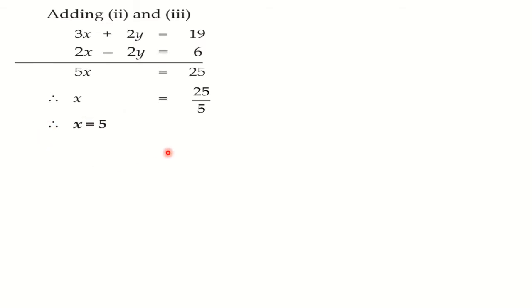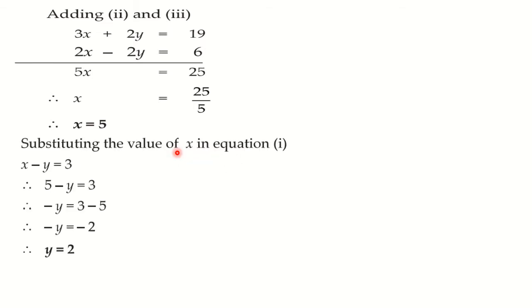Now this x is equal to 5, you can put in any one equation. Like equation number 1 is very simple. So make use of that. And find value of y. See, x minus y is equal to 3. Replace x by 5. So we got here minus y is equal to 3 minus 5. That is minus y is equal to minus 2. And therefore y is equal to 2. In this way we have found values of x and y.